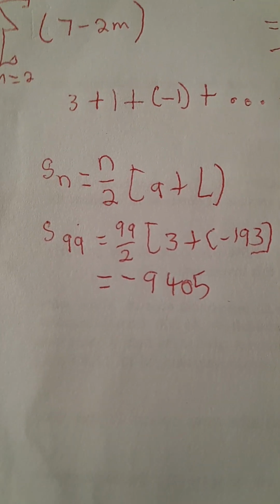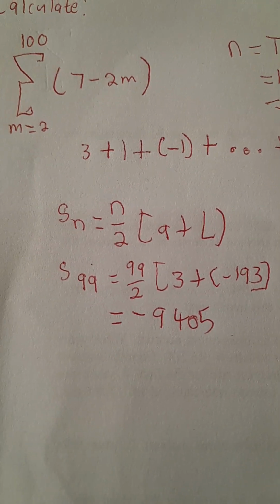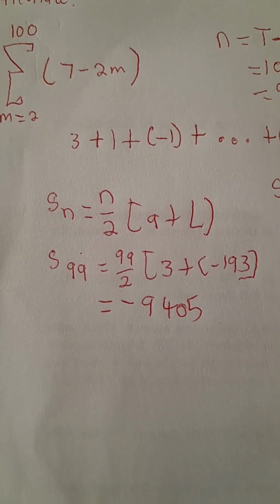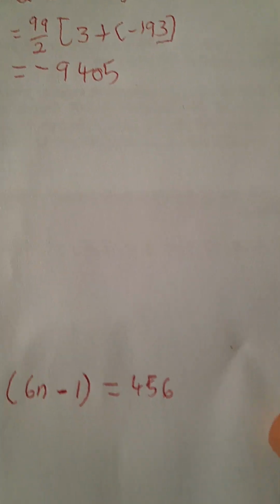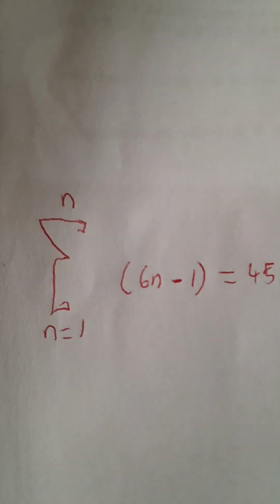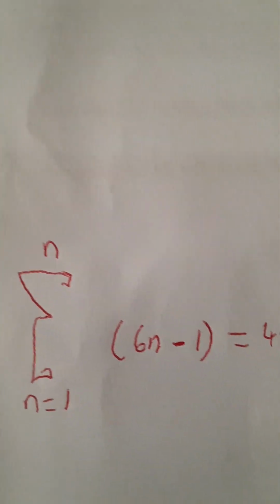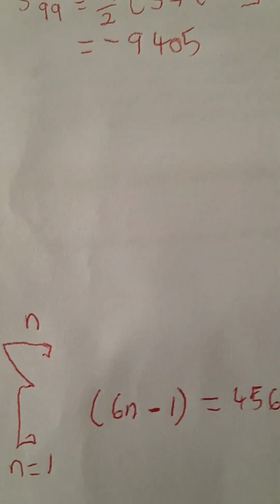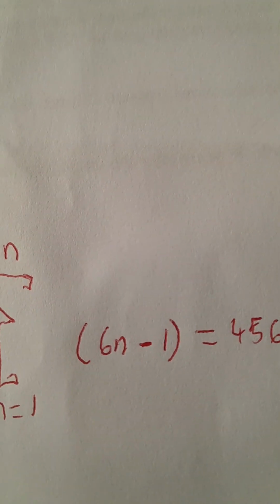Right. So that's how you can work this out. That's how you can work out an arithmetic series when you're given a sigma. So let's look at the second question. The second question has a missing value of n. They said evaluate or calculate the value of n.